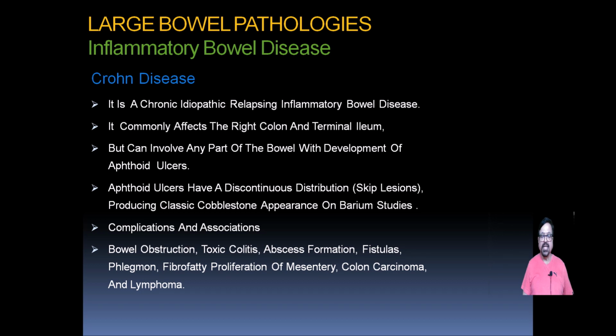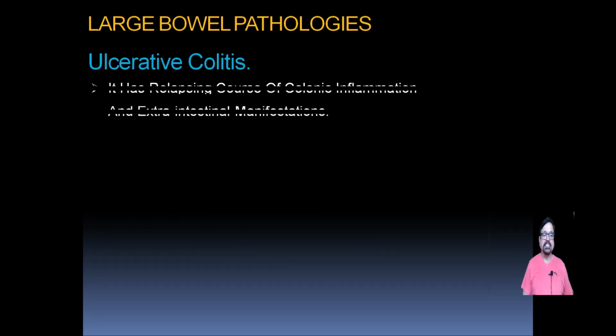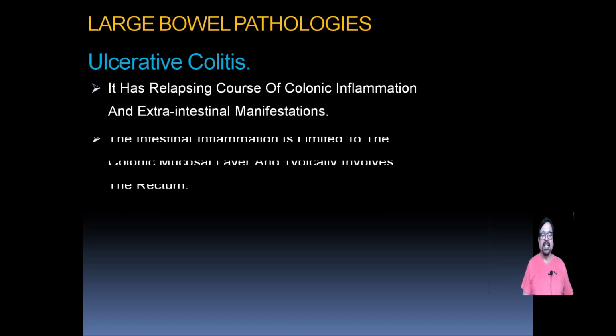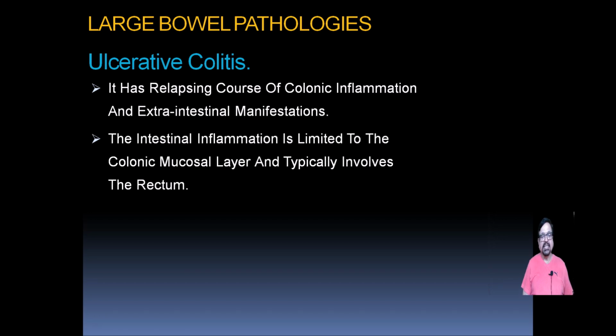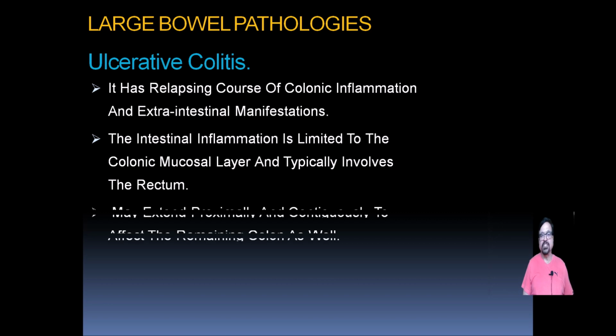fibrofatty infiltration of the mesentery, and colonic carcinomas, like or otherwise. In addition there is lymphoma. Second is ulcerative colitis. It has a relapsing course of chronic inflammation and extra-intestinal manifestations. The intestinal inflammation is limited to the colonic mucosal layer and typically involves the rectum. The rectosigmoid junction is the first to get involved, and from there it spreads to almost the entire colon in different stages. But in the initial stage, it is at the rectosigmoid junction. It may extend proximally.